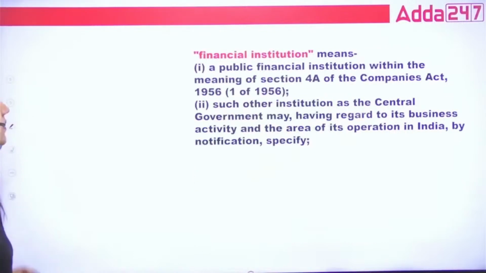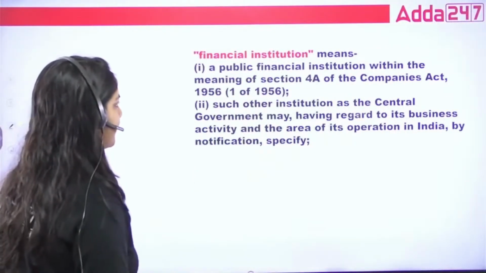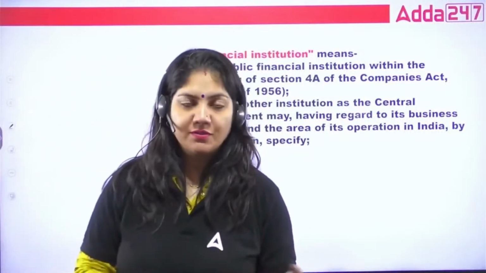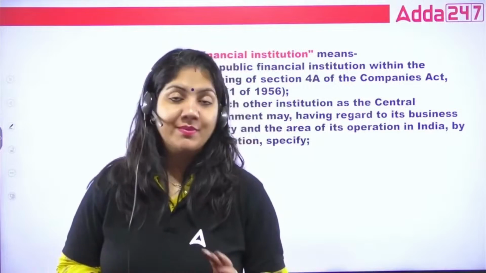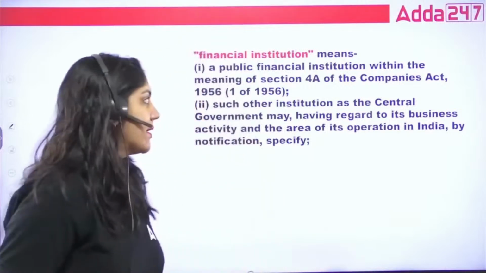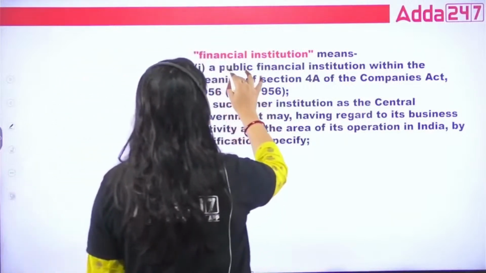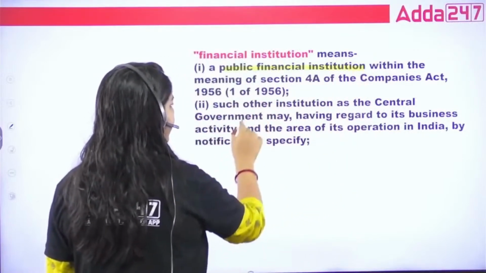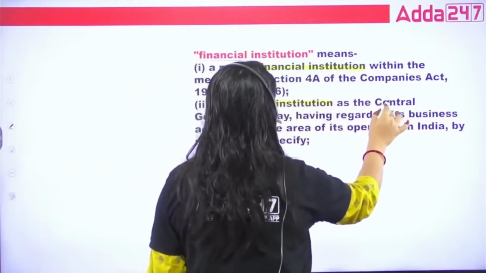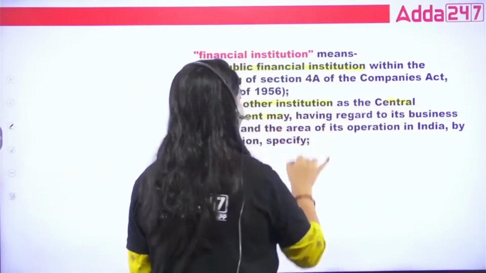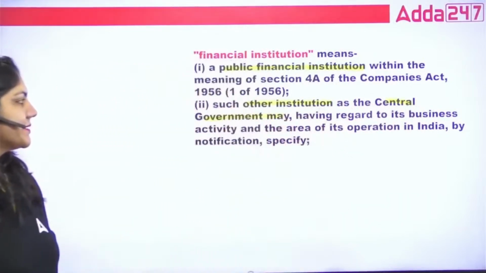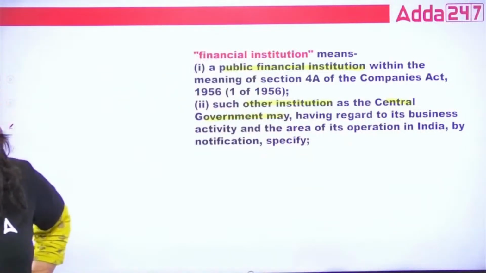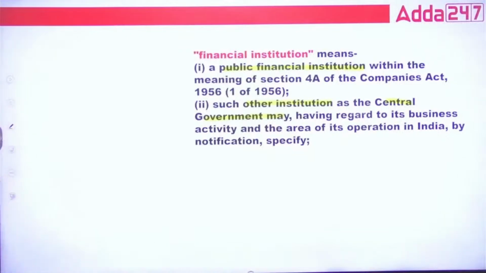Done, guys? Now, what is a financial institution? A financial institution is an entity from which we take a loan, just like a bank, but it is not a bank. A financial institution is a public financial institution within the meaning of the Companies Act, and other institutions as the central government may notify, having regard to its business activity and area of operation. This is your financial institution, a very important term.